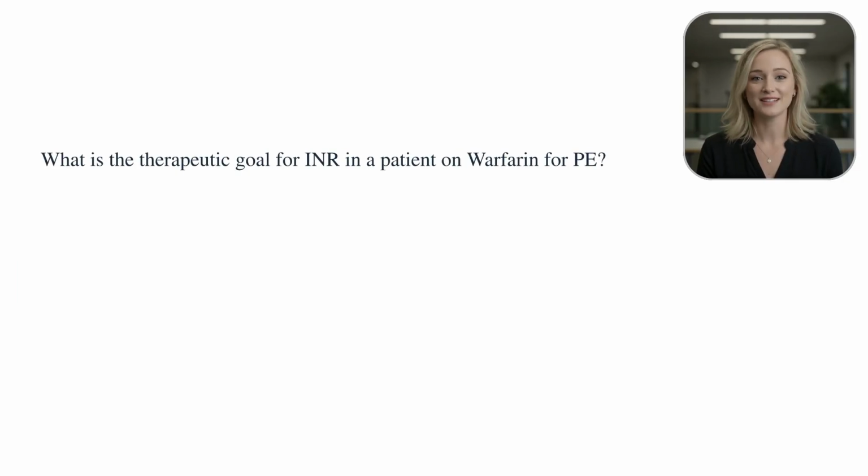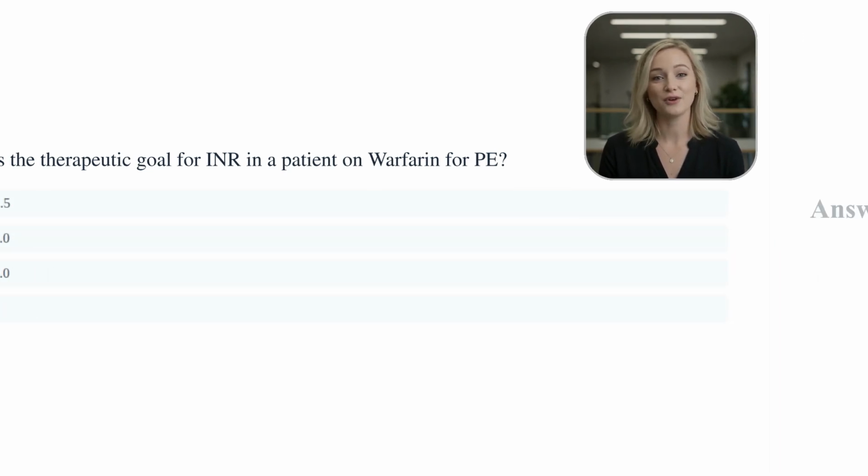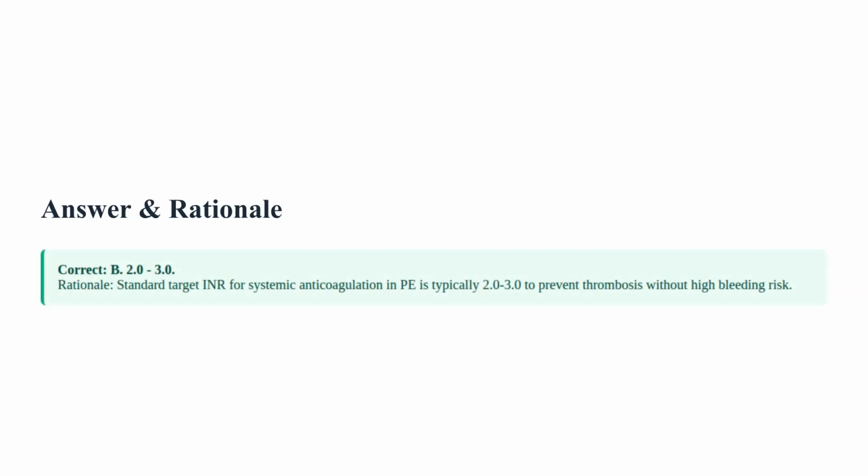What is the therapeutic goal for INR in a patient on warfarin for PE? Is it 1.0, 2.0 to 3.0, 4.0 to 5.0, or 0.5? The therapeutic goal for INR in PE patients on warfarin is B, 2.0 to 3.0. This range is necessary to prevent recurrent thrombosis while minimizing bleeding risk.